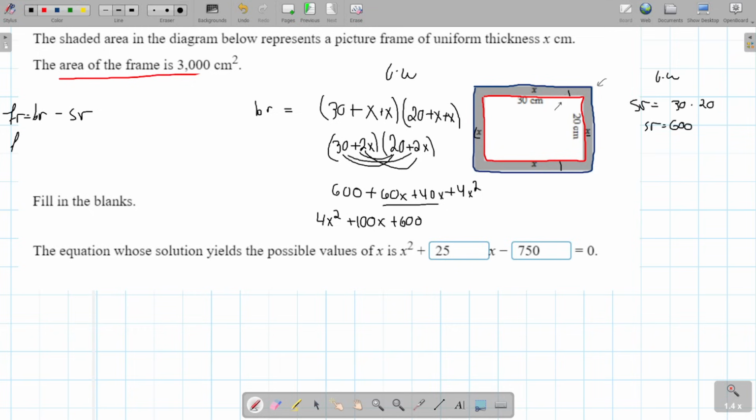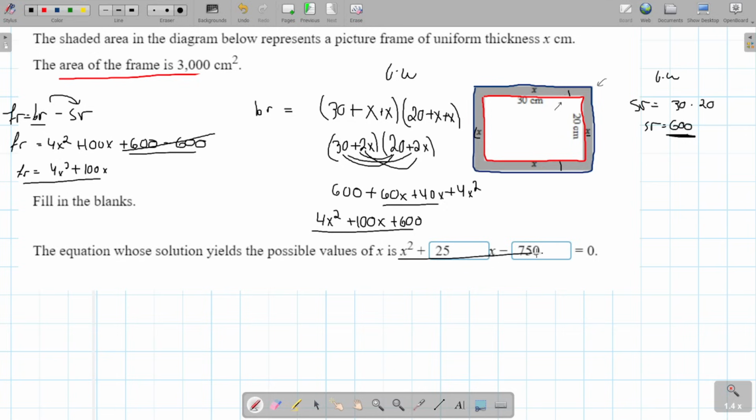So what is the frame going to be? The big rectangle, which is 4x squared plus 100x plus 600, minus the small rectangle, which is 600. So what will you get? The frame is equal to 4x squared plus 100x plus 600 minus 600, which cancels. Okay? So this is your equation for the frame. Okay, how did I get this?